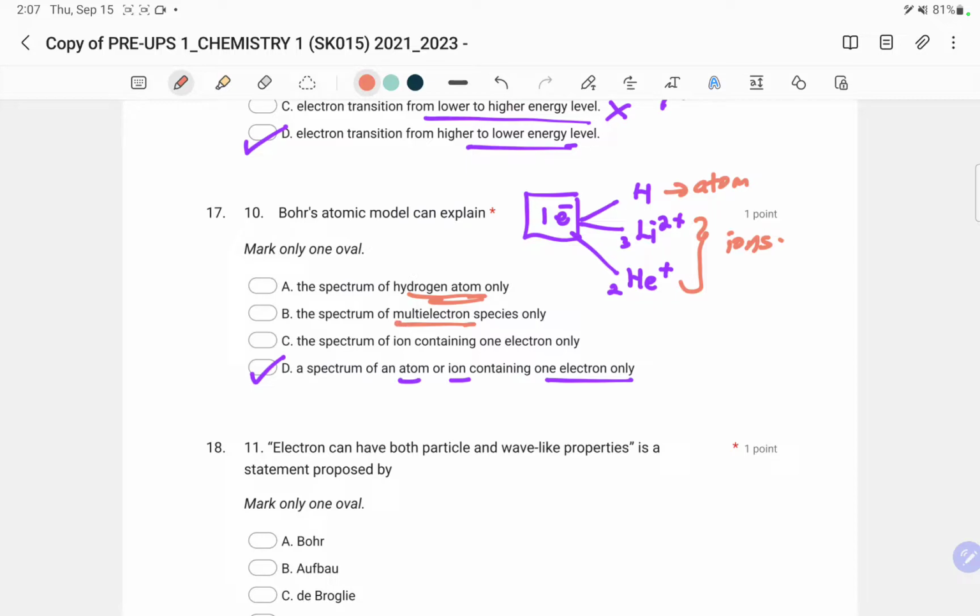Kalau B, spectrum of multi-electron species. Mana boleh explain? Sebab Bohr tak boleh explain kalau elements itu ada more than one electrons, dia hanya boleh explain untuk satu electron saja. Kalau more than one electrons, dia tak nampak dia jatuh pada n equals to berapa. Mungkin jatuh pada 1, ada yang jatuh kedua. So, dia dah serabut dah. Mungkin jadi Lyman ke Balmer ke. So, dia tak boleh untuk multi-electrons. Yang C, the spectrums of ion containing one electron. Tak semestinya ion, atoms pun ada. So, yang D ni complete lah. Dia ada atoms, dia ada ion, yang ada satu elektron sahaja.